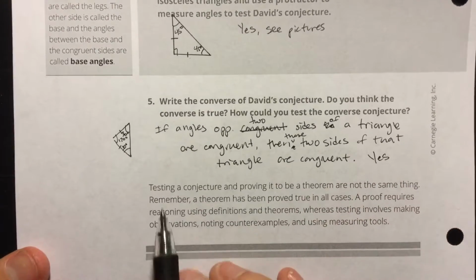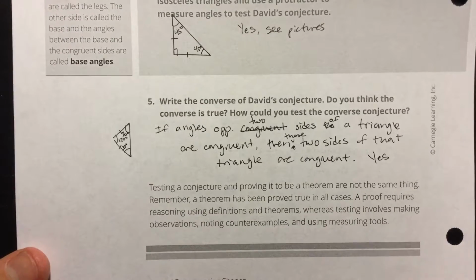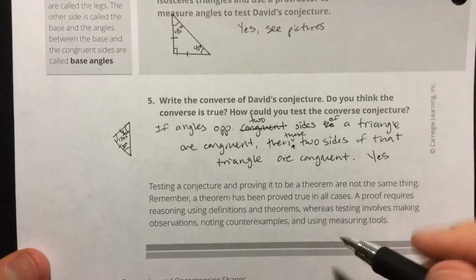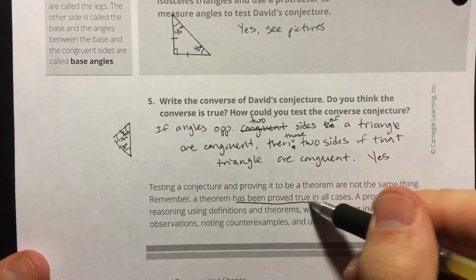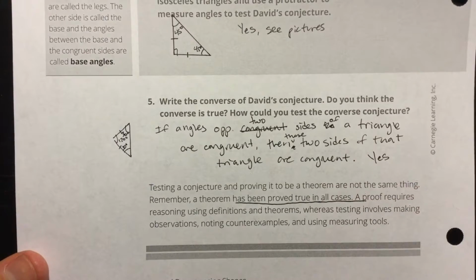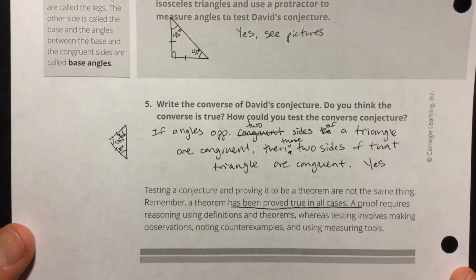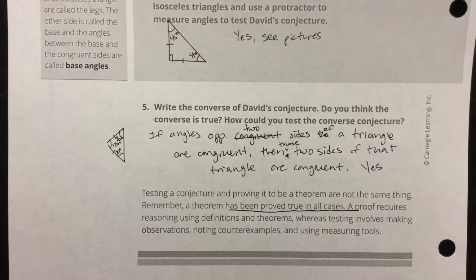So then it has this little reminder here: testing a conjecture and proving it to be a theorem are not the same thing. Remember, a theorem has been proved true in all cases. So that's the main difference. A proof requires reasoning using definitions and theorems, whereas testing involves making observations, noting counterexamples, and using measuring tools, which is exactly what we did. So we just tested the conjecture. We did not prove anything yet. We will go ahead and do that later.